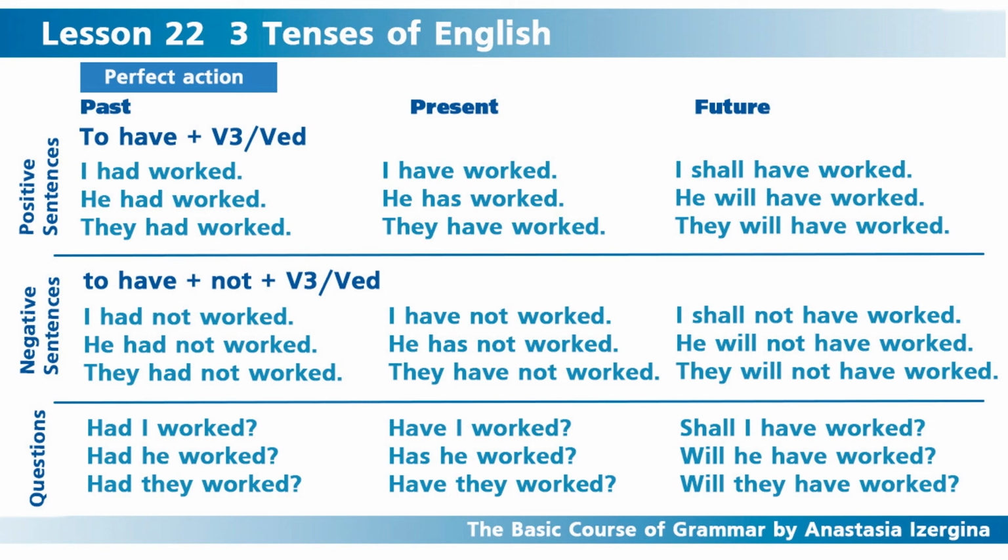Negative sentences. We only need to add not to our auxiliary verb to have. I had not worked. He had not worked. They had not worked. This is past tense. Present. I have not worked. He has not worked. They have not worked. And the future. I shall not have worked. He will not have worked. They will not have worked.